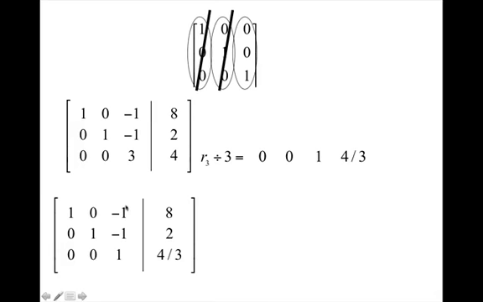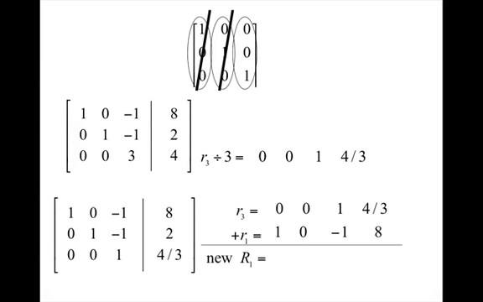Now I want both of my negative 1's to become a 0. So let's start with the first one. Change its sign to a positive 1 and multiply it by the 1 in row 3. So I'm going to have 1 times row 3, which is just row 3. Row 3 was 0, 0, 1, 4/3. Now I want to change row 1, so I'm going to add row 1 to this. Row 1 was 1, 0, negative 1, 8. This is going to become my new row 1.